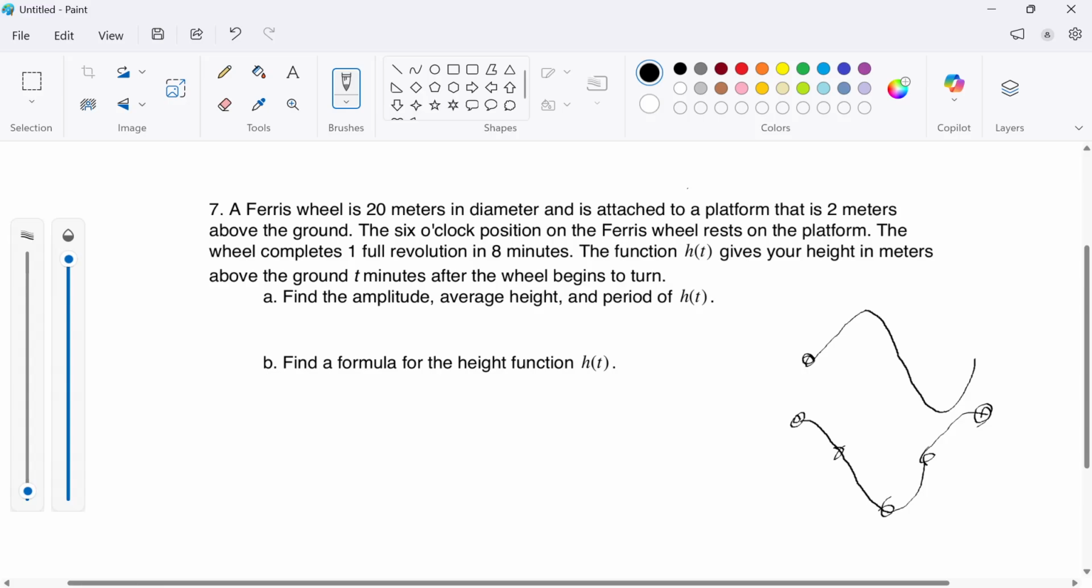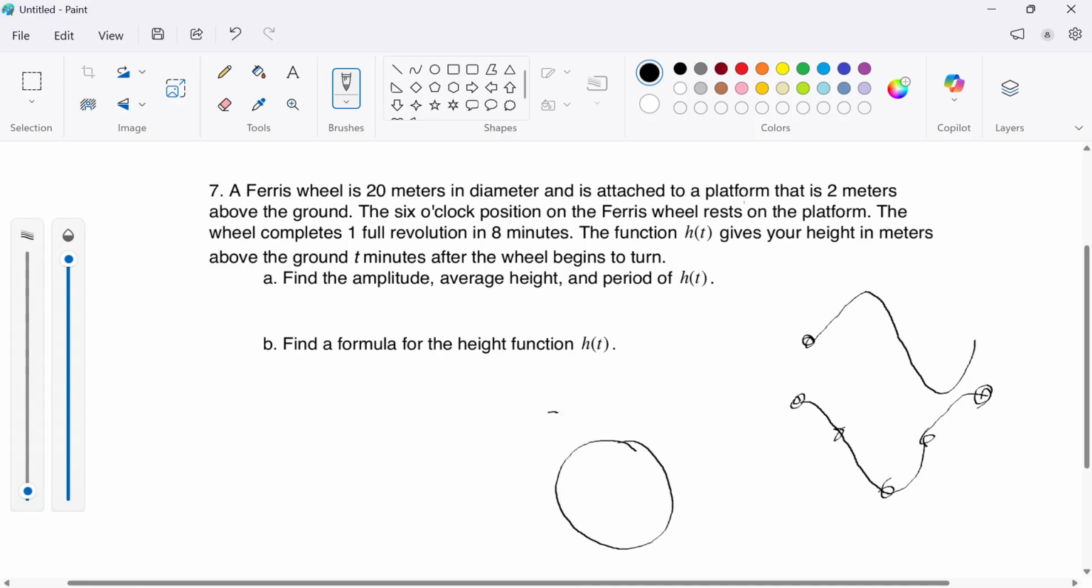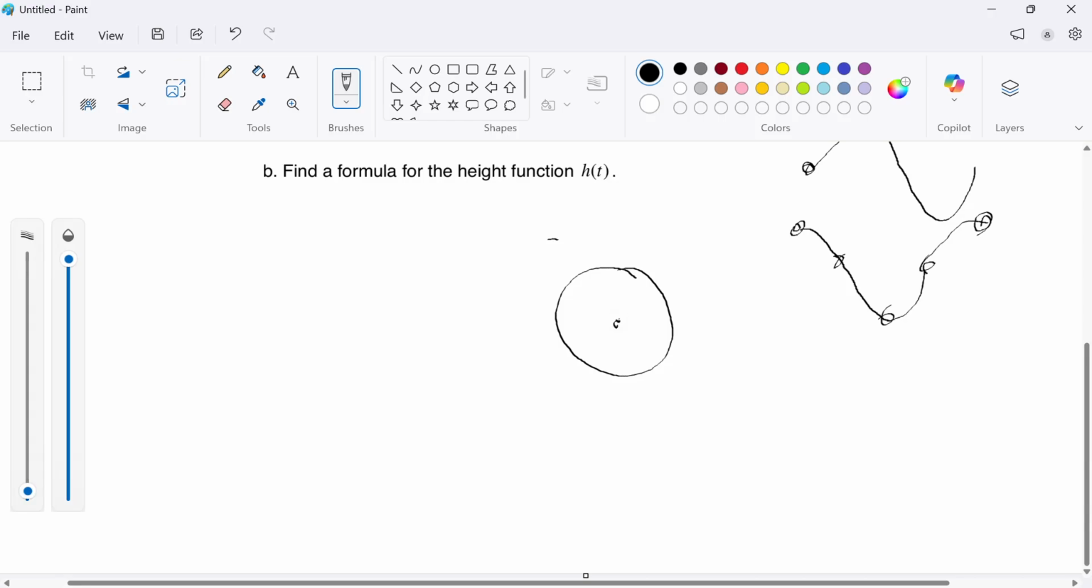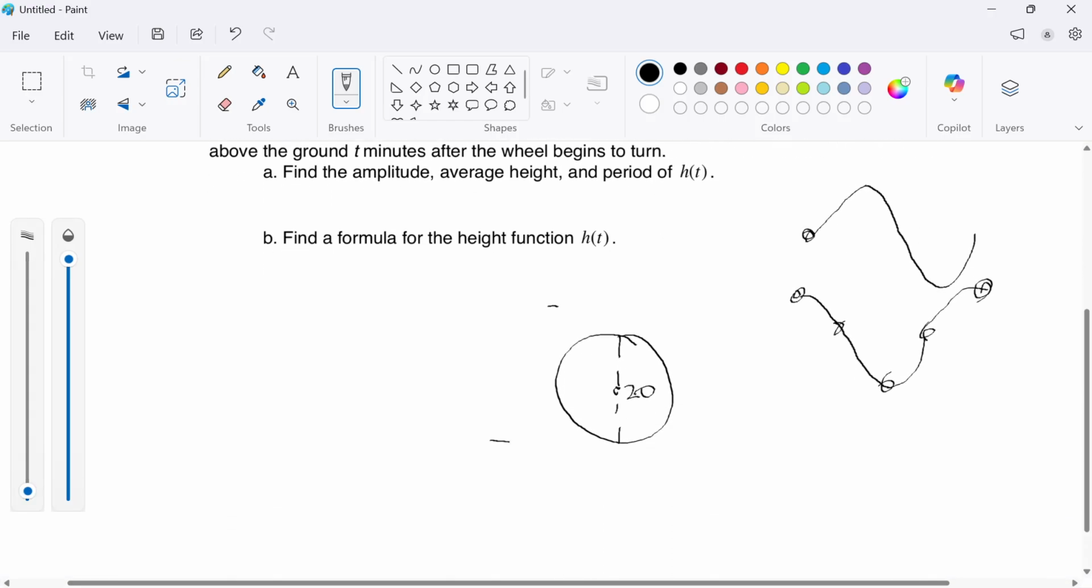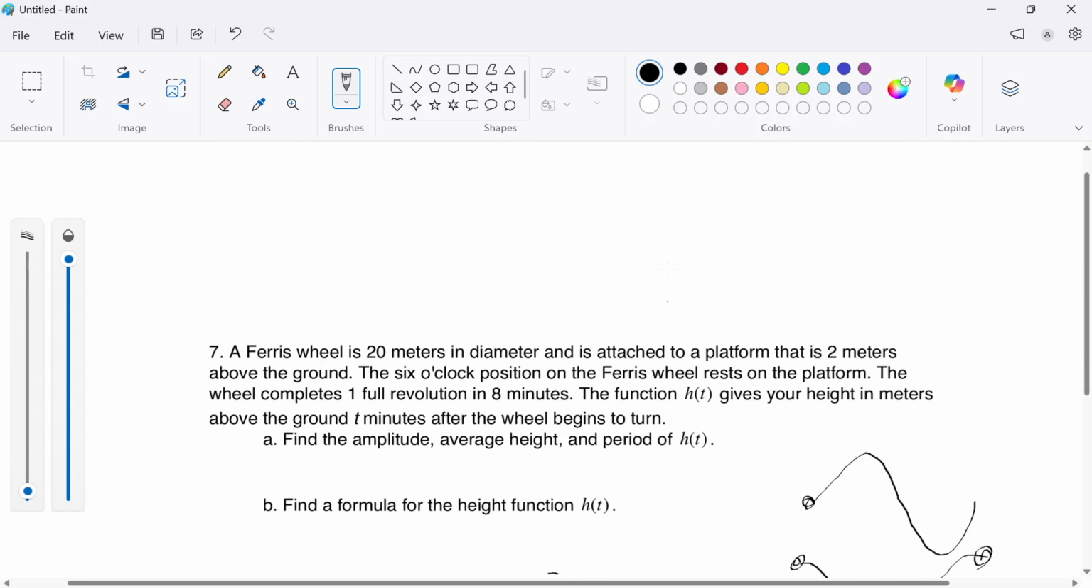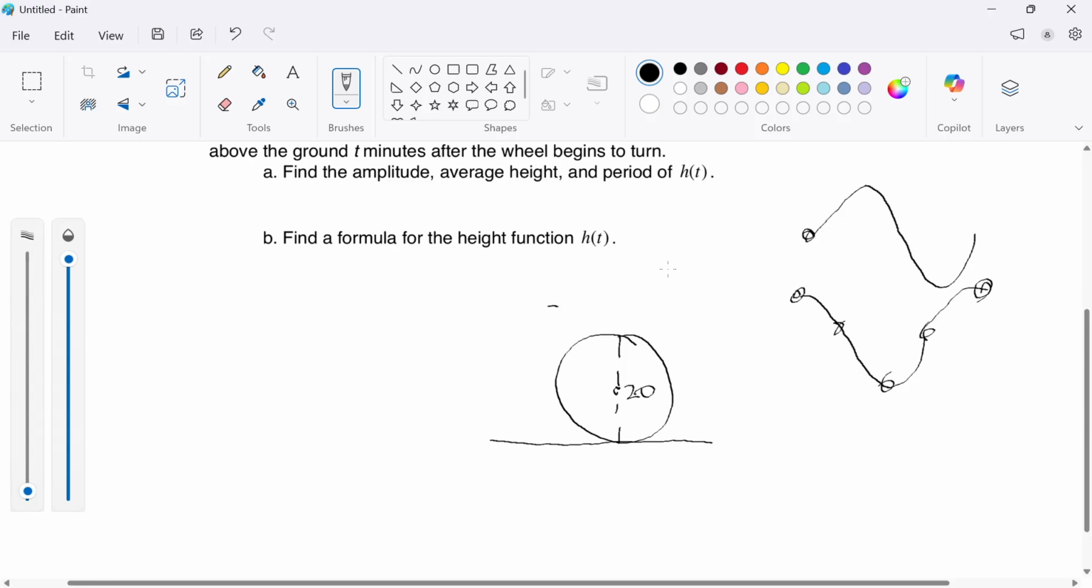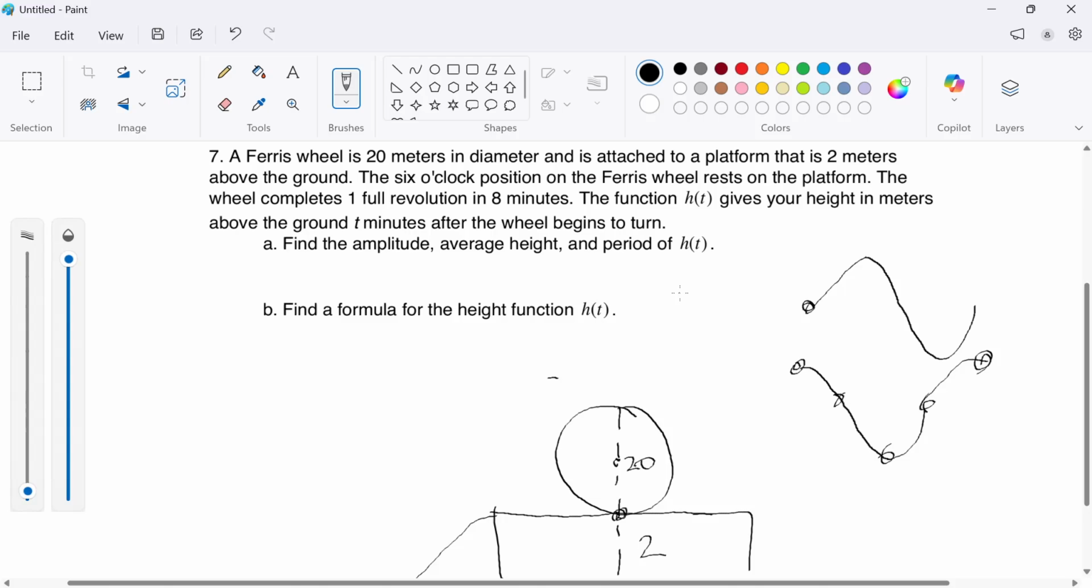All right, so I'm going to draw it first. A Ferris wheel is 20 meters in diameter. So here's my Ferris wheel, and that's 20 meters in diameter. That means the radius is 10. And it's attached to a platform 2 meters above the ground. The 6 o'clock rests on the platform. So yes, it's 2 meters above the ground, and this is the 6 o'clock. It sits on the platform because that's where the people would go up, and then they'd walk and get onto the seat.